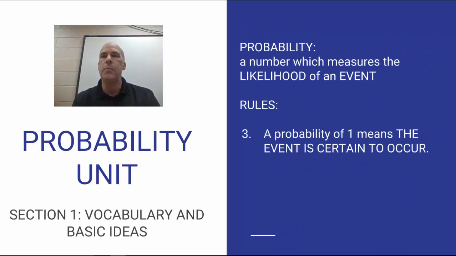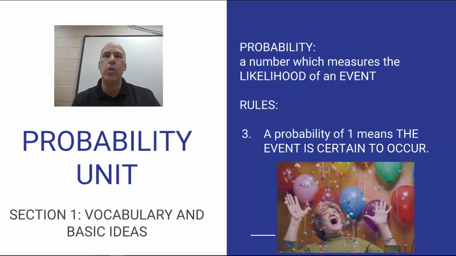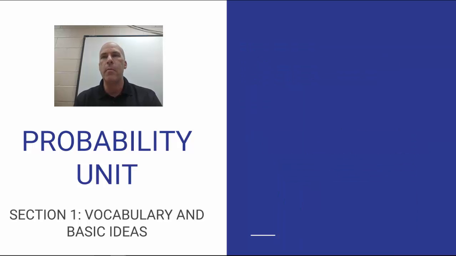Conversely, our third rule is a probability of 1 means the event is certainly going to occur. This is going to happen. So for example, the probability that we'll all have a fun time in math class tomorrow, of course, is 1. Okay? So just a couple simple rules. So how do we put it all together to come up with probability?